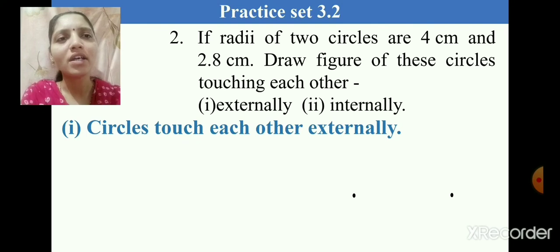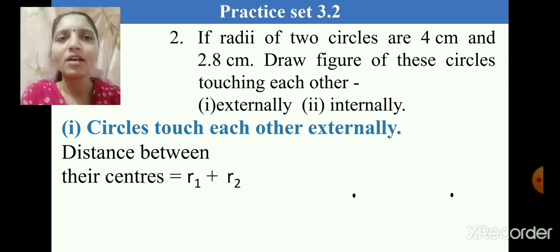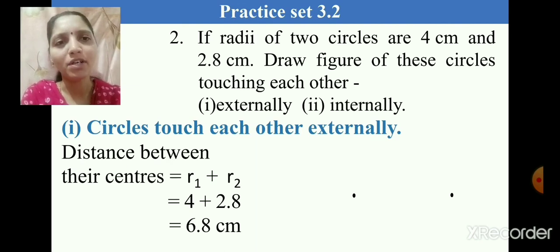Let's say first, circles touching each other externally. We have seen that if the circles are touching externally, we have to find the sum of their radii. So the distance between their centers will be R1 plus R2, that is 4 plus 2.8, because R1 is 4 cm and R2 is 2.8 cm. So your distance will be 6.8 cm.